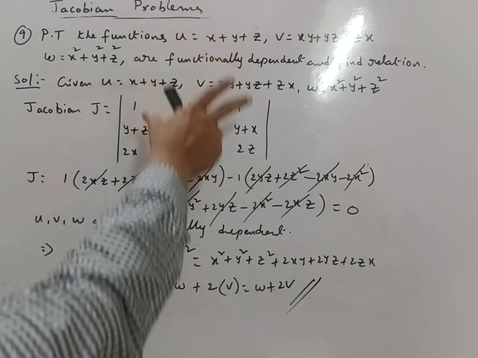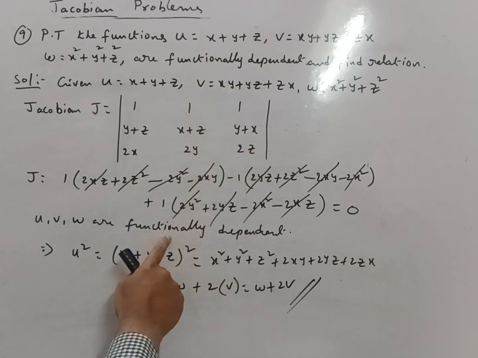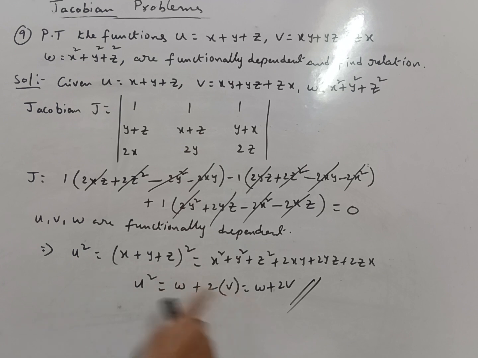Understand here? First you have to find the Jacobian. If you get the Jacobian as 0, it is called functionally dependent. Then see the values and apply the formula. You will get the relation between u, v, w: u² = w + 2v.